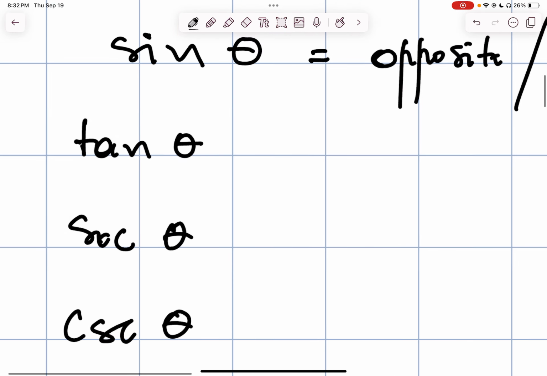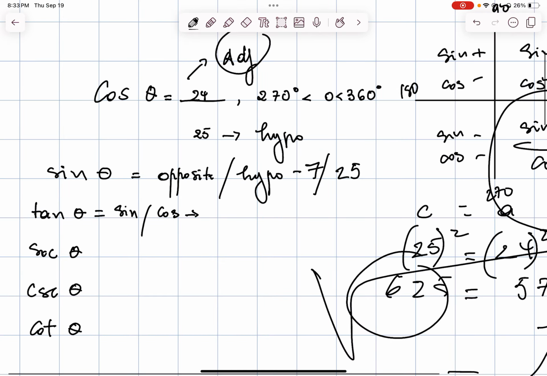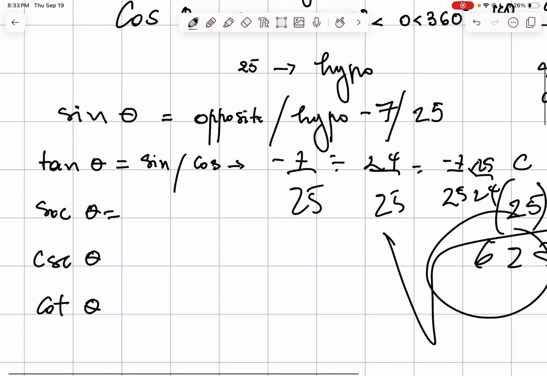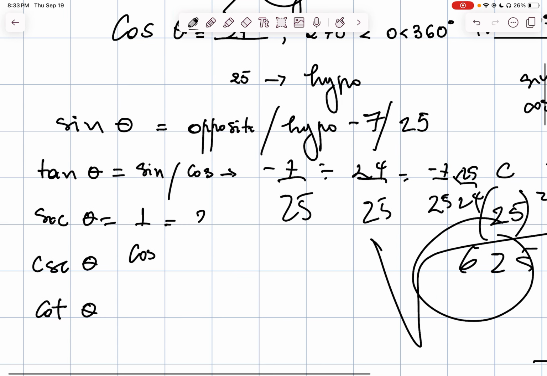Then we can keep going and get the tan. The tan will be equal to the sin over the cos. The sin is equal to minus 7 over 25 divided by the cos, which is equal to 24 over 25. And then you're going to do minus 7 over 25, multiplied by 25 over 24. The sec is going to be the relationship with the cosine. So it's going to be 1 over the cosine. You flip your cosine. Cosine will be equal to 24 over 25, so it's going to be equal to 25 over 24.